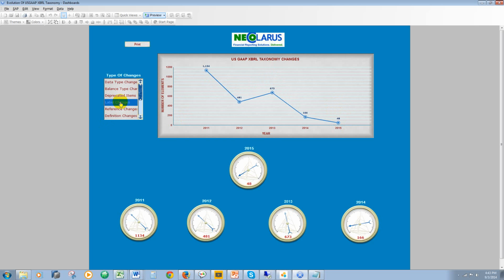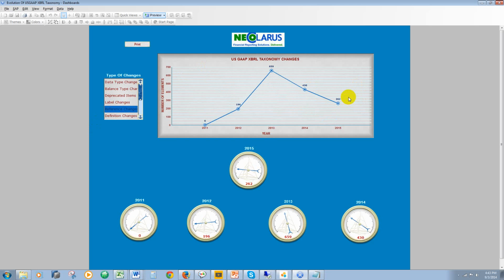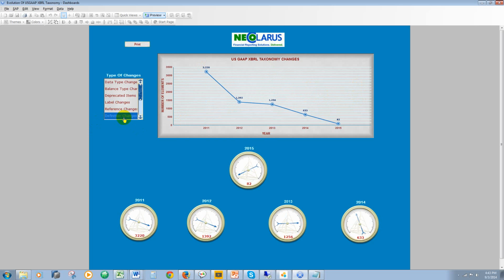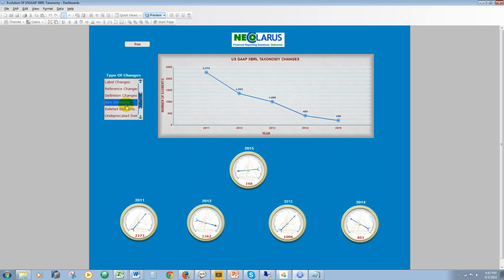So the next type of changes is with regard to the label changes, as we see over here, and that's only 48 in number for 2015. It was initially 1134 in 2011. The reference changes are only 262 in number for 2015, and for the definition changes it's only 82 in number for 2015. And then let's look at new elements. There are only 198 new elements for 2015.